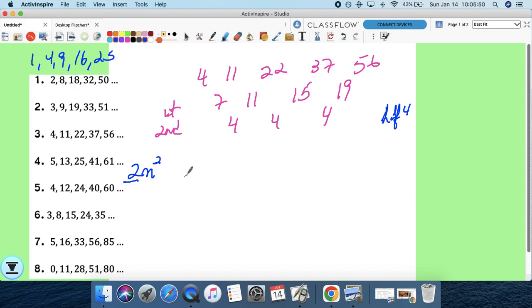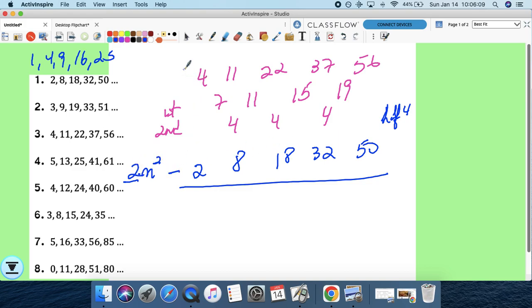And we get 2, 8, 18, 32, 50. Right? It's 2 times 1 squared, 2 times 2 squared, 2 times 3 squared, 2 times 4 squared, 2 times 5 squared. That's how I got this line.